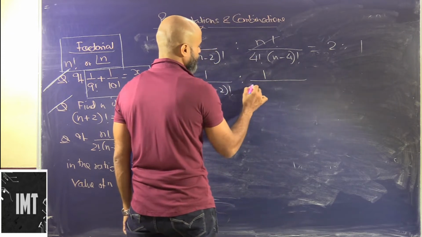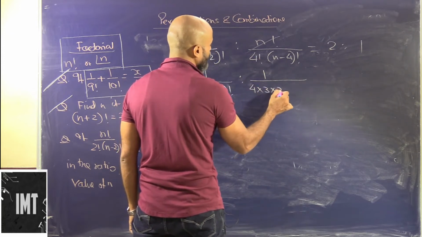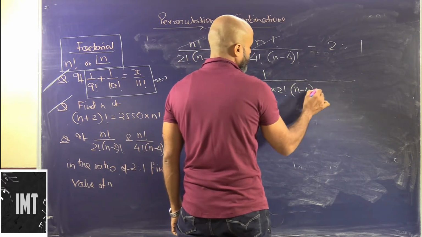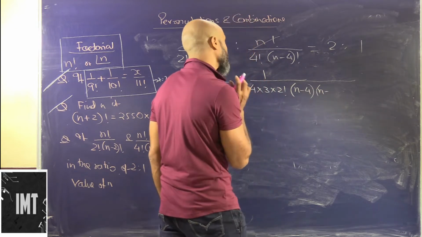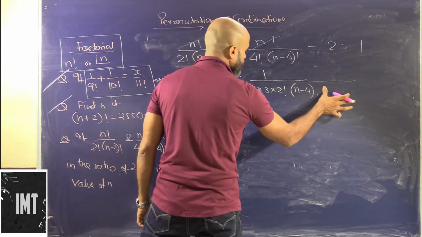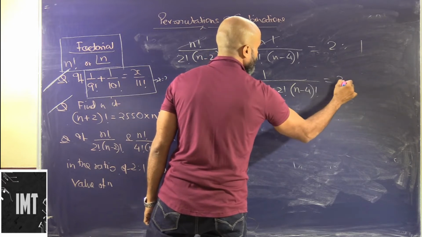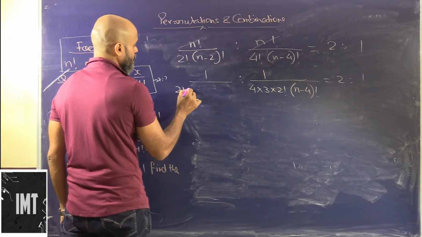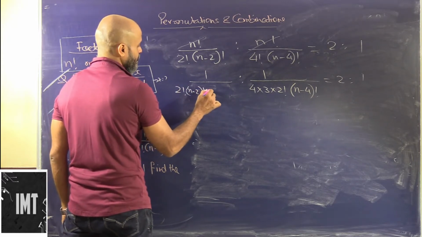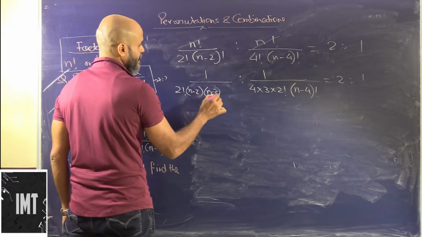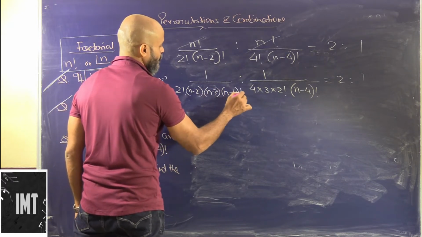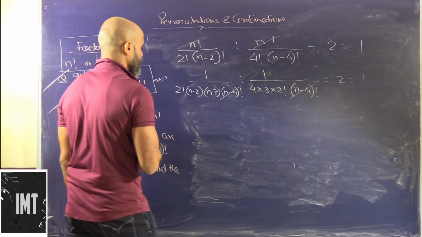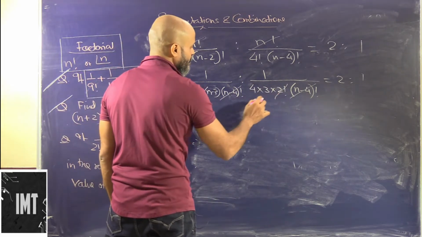1 by 4 factorial, that means 4 into 3 into 2 factorial. We have to break this one basically. So here it will be factorial 2, n minus 2, n minus 3, and finally we have n minus 4 factorial. N minus 4 factorial and n minus 4 factorial get cancelled. Factorial 2 and factorial 2 get cancelled.